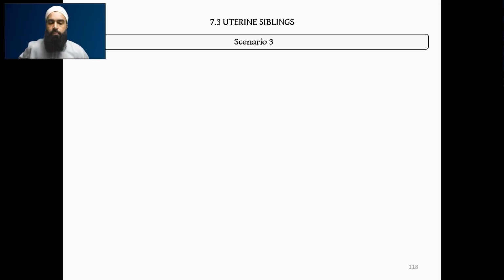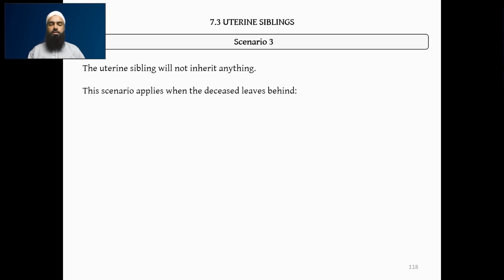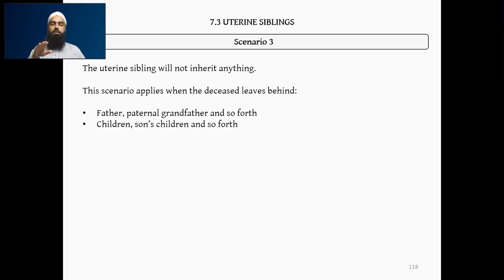So now, scenario number 3, where the uterine sibling doesn't inherit anything, so they're blocked from inheriting. This scenario applies when the deceased leaves behind a father, a paternal grandfather, and so on, so in essence leaves behind male ascendants, or leaves behind children, sons, and so forth, meaning any sort of descendants, whether male or female. So in this scenario, the uterine sibling will not inherit anything, and will be blocked from inheriting.